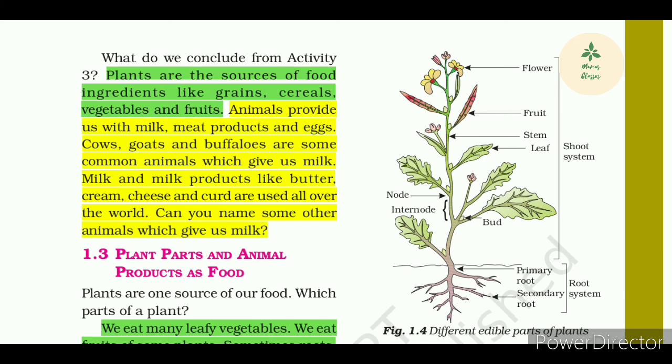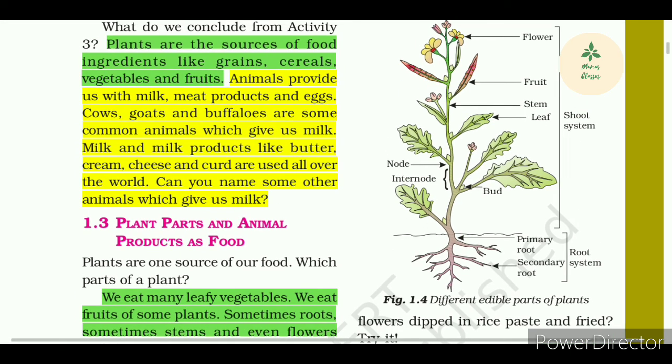Can you name some other animal which gives us milk? Yes, obviously we can. First, there is the camel, which also gives us milk. Many animals are there. A question like this can also come in an exam: name some animals which provide us milk. So we have to write at least 3 to 4 animal names.